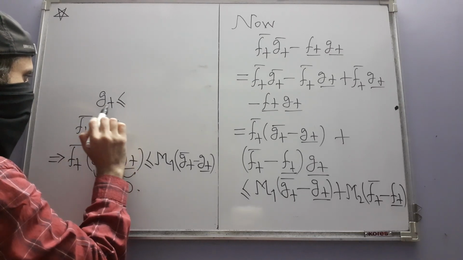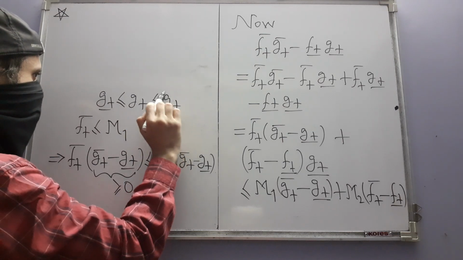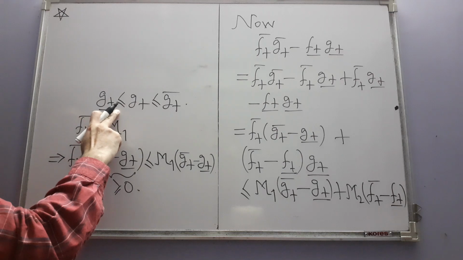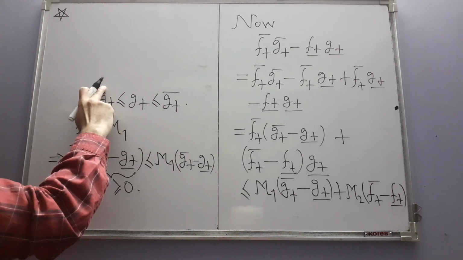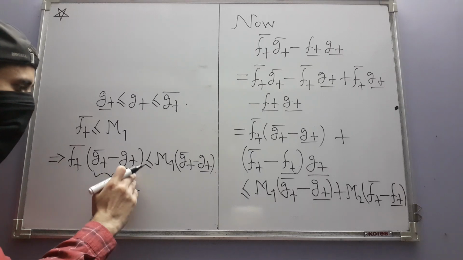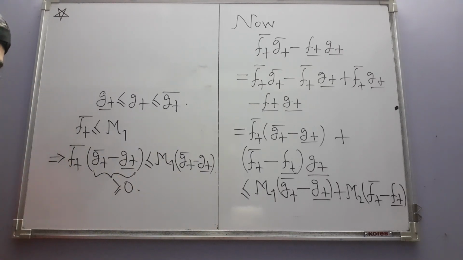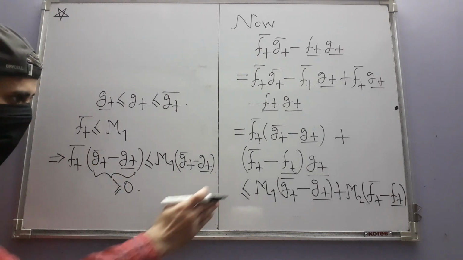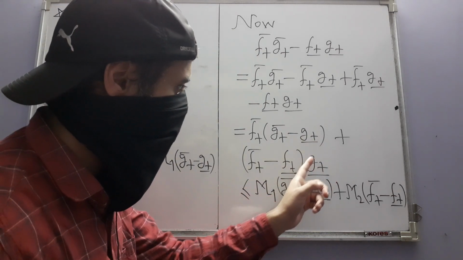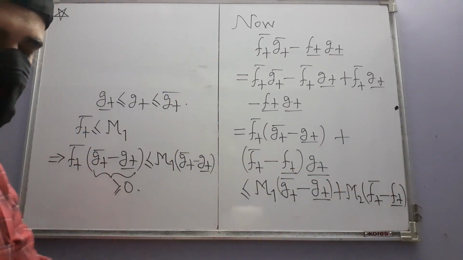g plus underscore is less than or equal to g plus, which is less than or equal to g plus bar. So at any x, the value here is less than or equal to the value here. So this difference at any x is non-negative. So the function is non-negative. Okay, so that's why this is justified. Similarly, this one is also justified because f plus bar minus f plus underscore is non-negative.